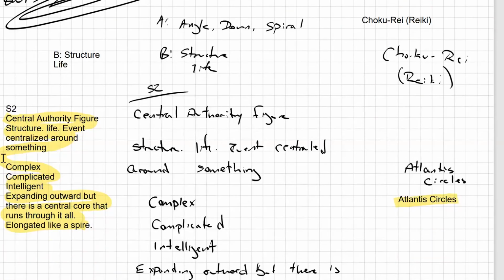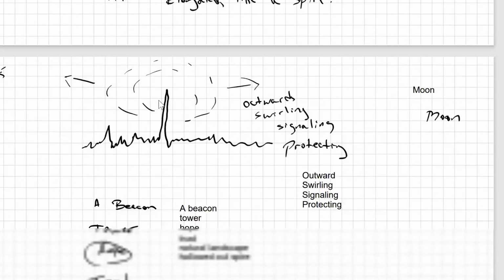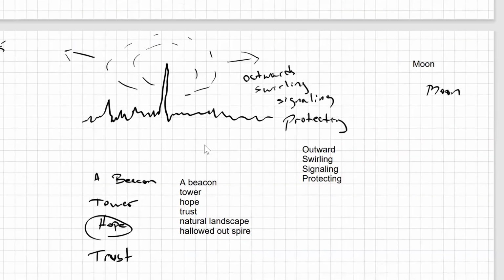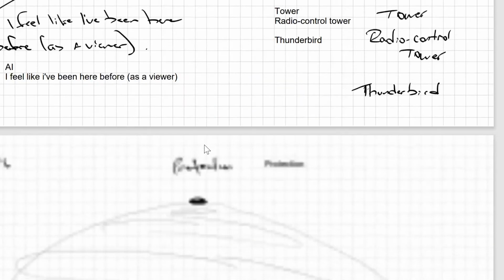I had a central authority figure, a structure, a life, an event centralized around something. It was complex and complicated. It was intelligent. It was expanding outward, but there was a central core that runs through it all. Elongated like a spire. I had an AOL of Atlantis circles. And here's my brief sketch here of what that looked like, the spike with the signal coming out. I felt that spike was occupied.